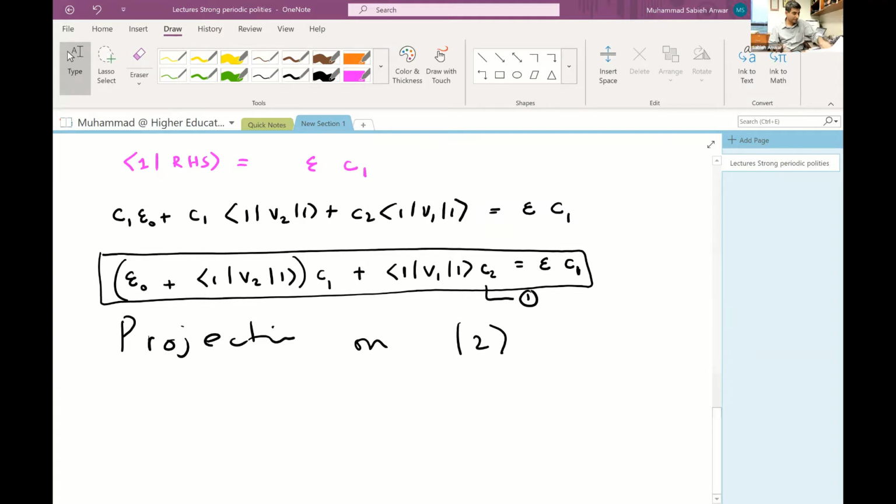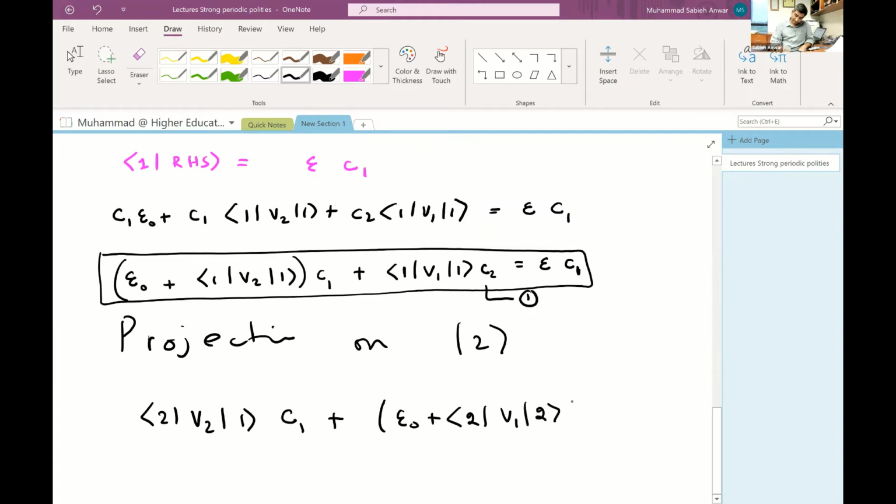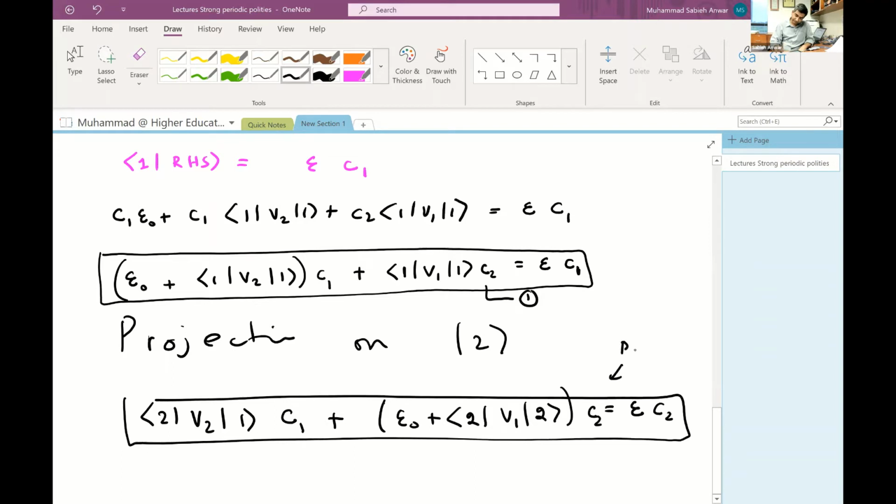Let me look up my notebook. I can simply write down the result, which is very simple, and it's going to be bra2 V2 ket1 C1 plus epsilon naught plus bra2 V1 ket2 C2 is epsilon C2. Now this is my second equation. So this is something for you to do on your own.